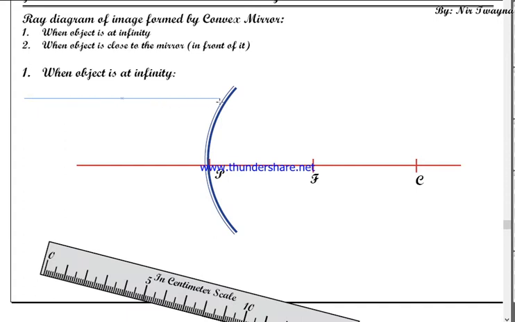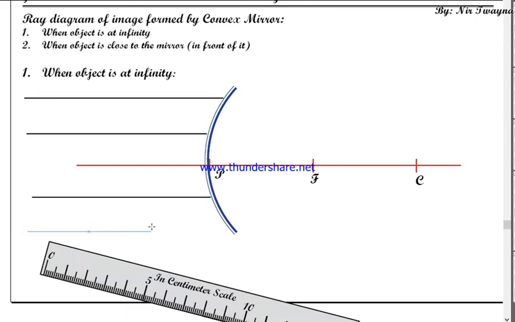As we have already discussed in our previous class also, the light rays which are coming from infinity are always parallel to the principal axis. Okay, the light rays which are coming from infinity are always parallel to the principal axis.